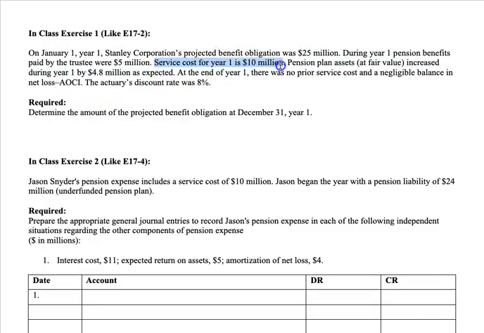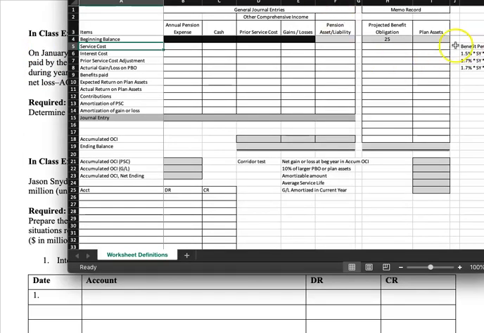So our service cost this year was $10 million. That's actually an expense to us. So we're going to go in and hit a $10 million increase in our PBO because it costs us more money each year that our employees work for us. In the future, when they retire, it'll cost us more money.